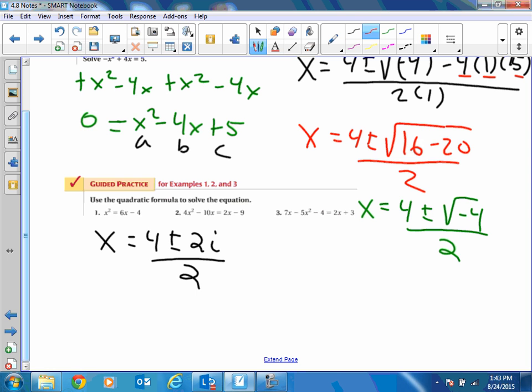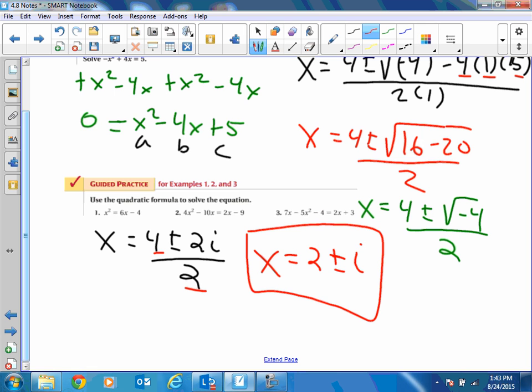Now, at this point, both of those are divisible by 2, so you can simplify it this way by doing 4 divided by 2, which is 2, plus or minus 2i divided by 2, which is i. So the answer will be 2 plus or minus i, or 2 plus i and 2 minus i will be your answer on that one.